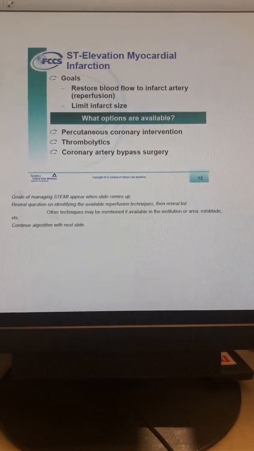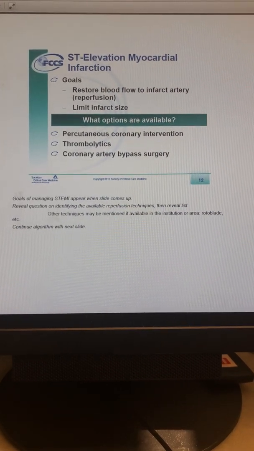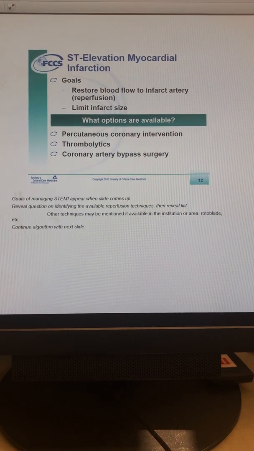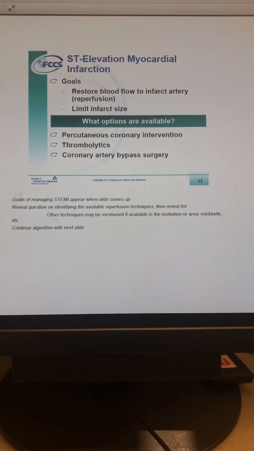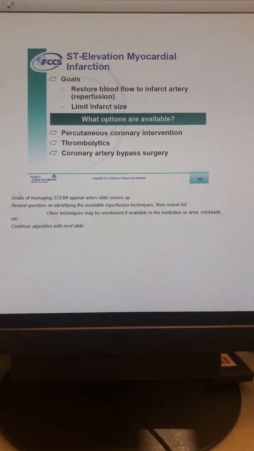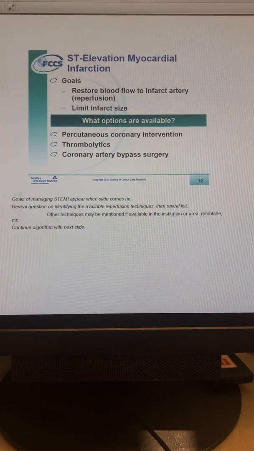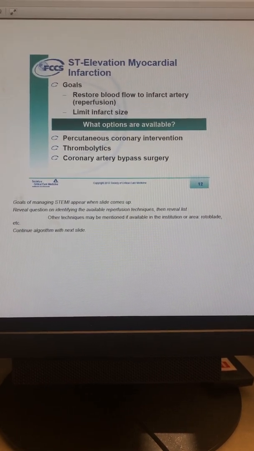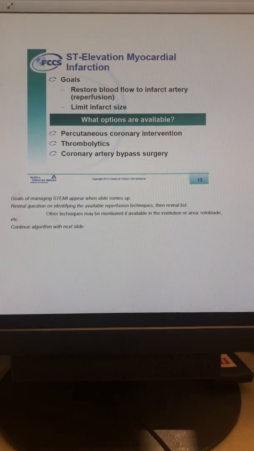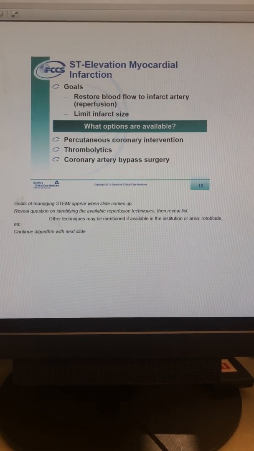So moving on, what are the goals of ST elevation MI management? Your number one goal is to open up that clogged artery. Why? Because time is muscle. The longer you sit on that clogged artery, the more myocardium and muscle you lose. So we need to get them into the cath lab right away. The goal is to restore blood flow to the infarct artery. That's what we call reperfusion.